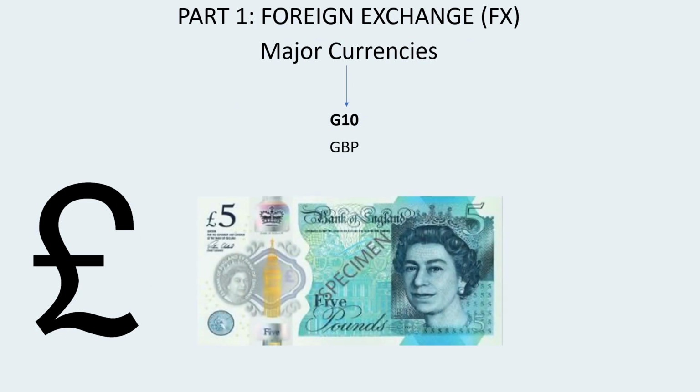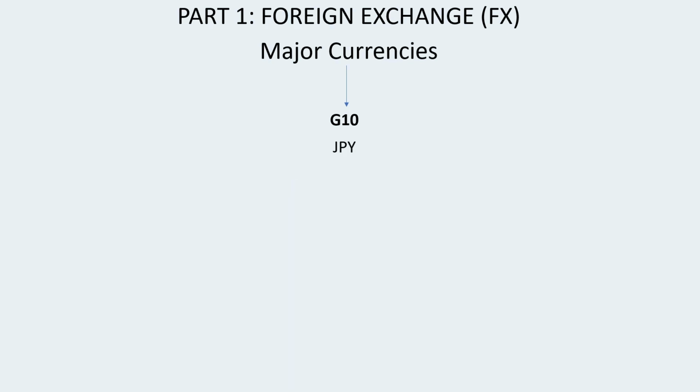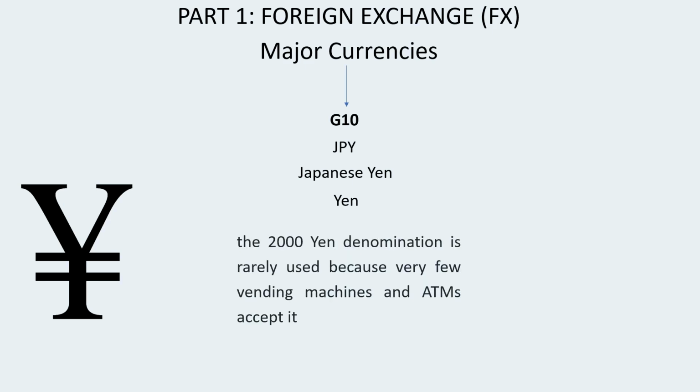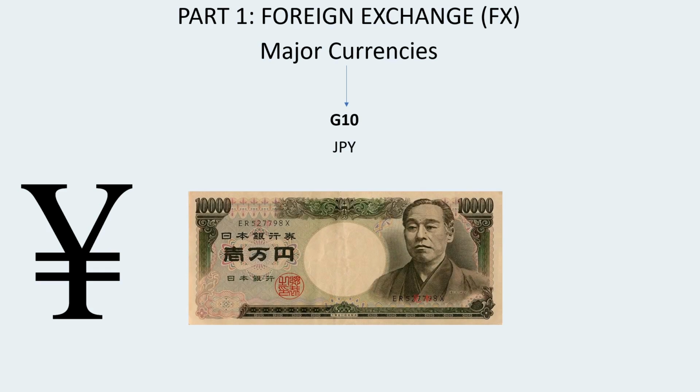No surprises, Her Majesty the late Queen Elizabeth II appears on the obverse of all the pound notes available from £5 to £50. So valuable is Her late Majesty's image. She also appears in other currencies, as you'll see later on. The next currency that I want to talk about is the JPY, short code for the Japanese yen. It's also called the Japanese yen or just yen. The official use began in 1871 as part of the Meiji Restoration. And do you know that the 2000 yen denomination is rarely used because very few vending machines and ATMs accept it? And the JPY looks like this.